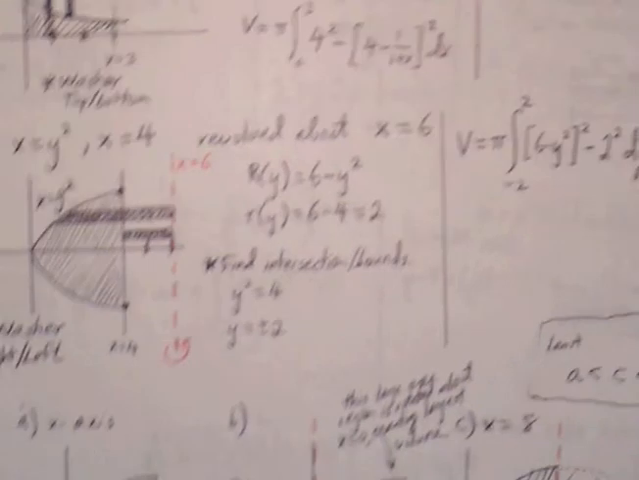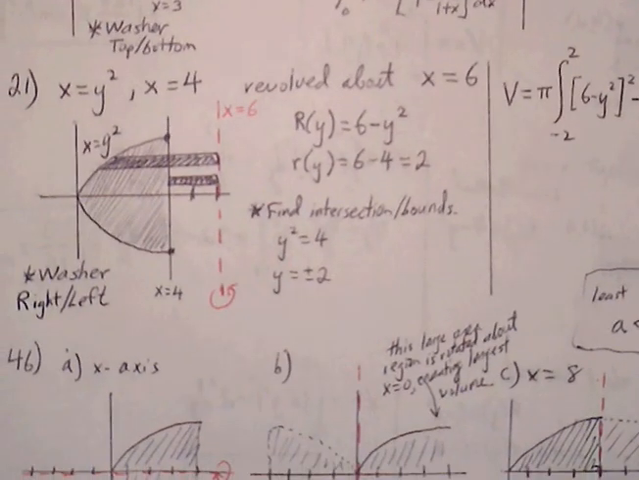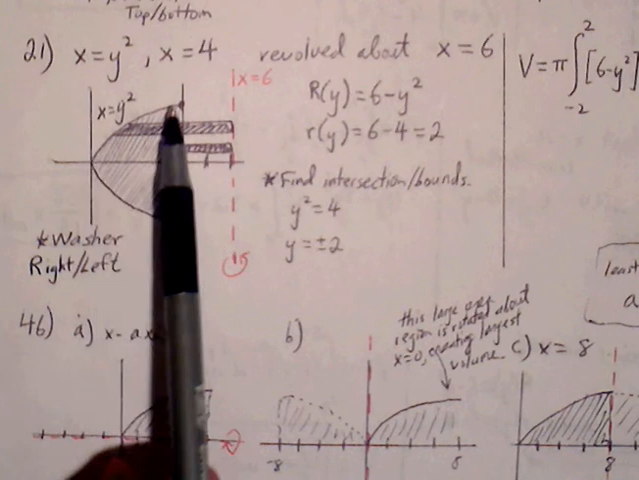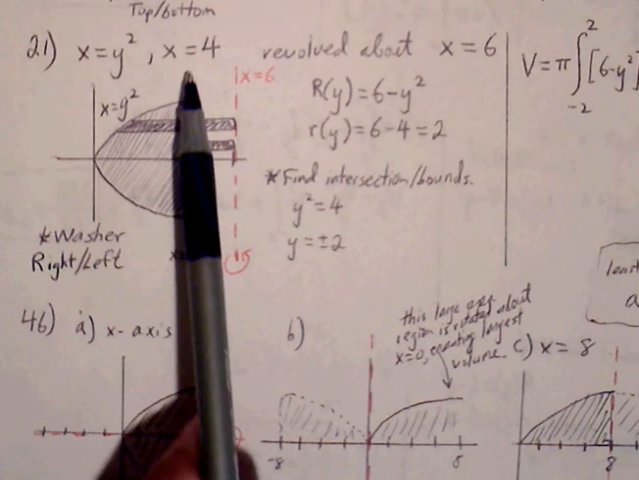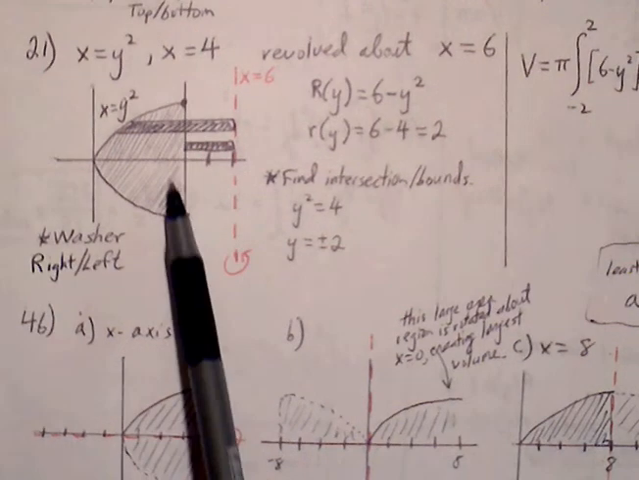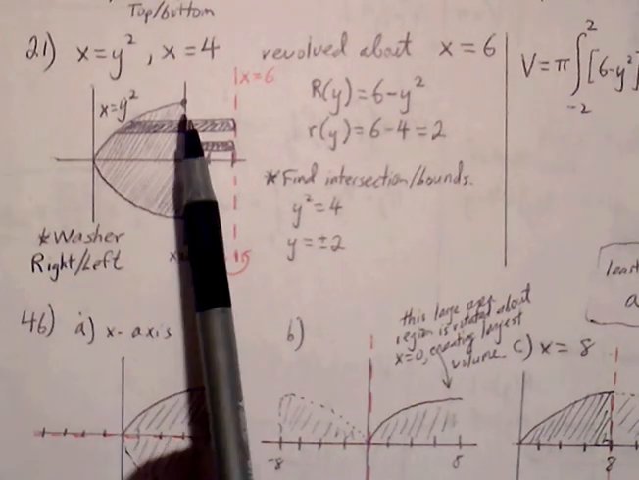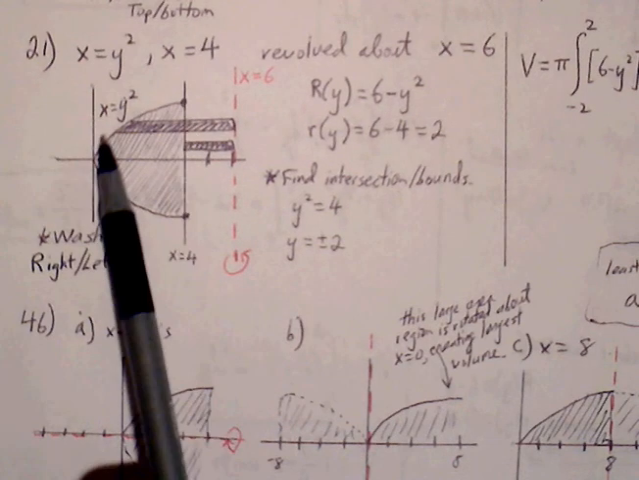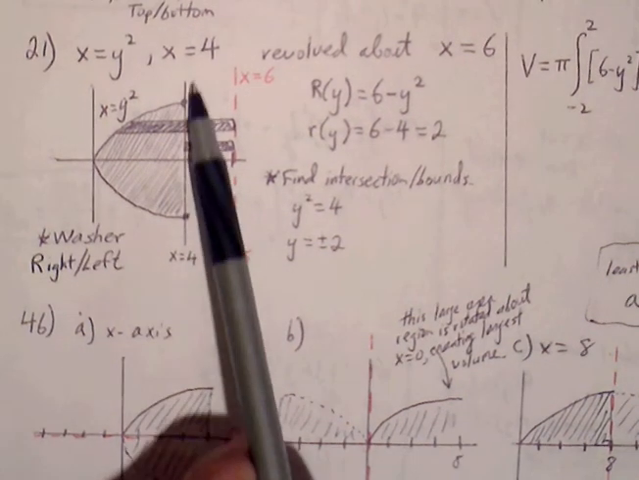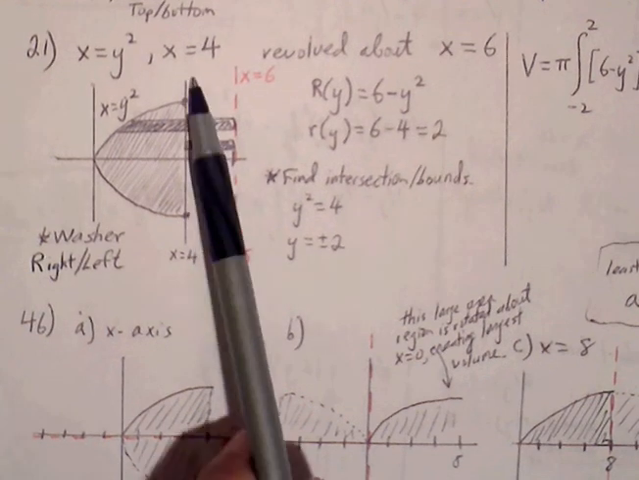Okay, 21. We have the equation x equals y squared. That is a parabola that opens to the right. We have the vertical line x equals 4. And those are the only boundaries that are given to us. So we basically have a parabola that opens sideways with it being cut off.